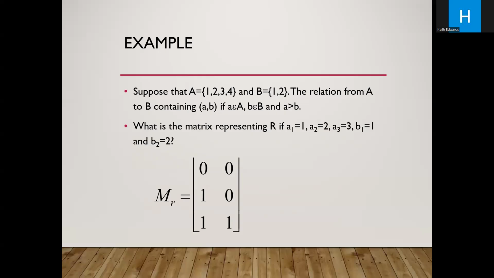Well, in this case, we would have the matrix with 0 because 1 is not greater than 1. 1 is not greater than 2, so 0 again in the second column of the top row. Then 1 because 2 is greater than 1, but 2 is not greater than 2. And then the last row we would have 1 and 1 because 3 is greater than 1 and 3 is greater than 2.